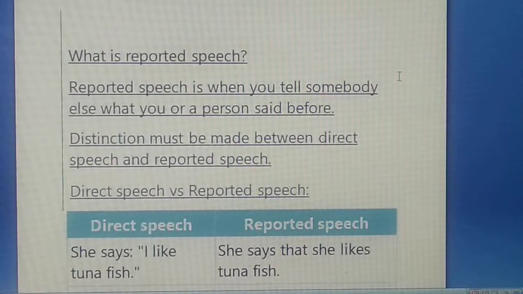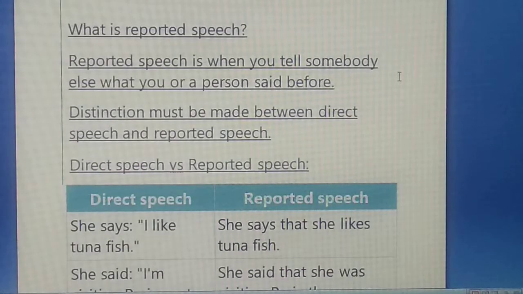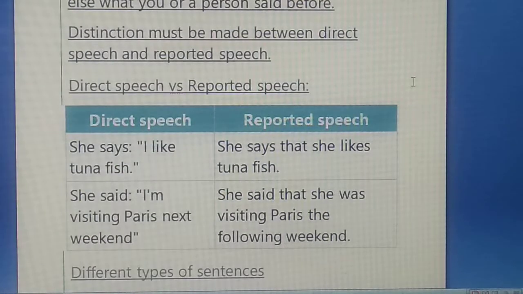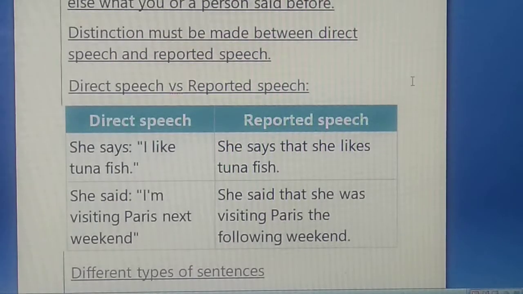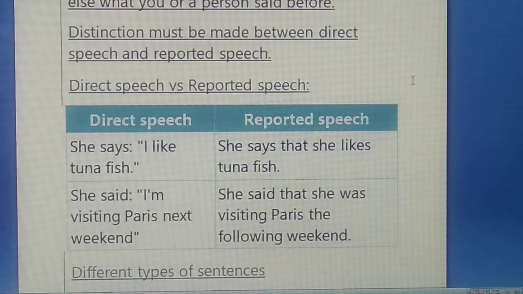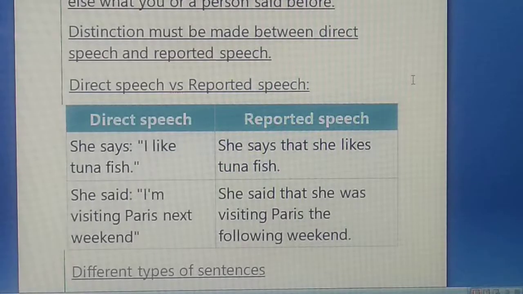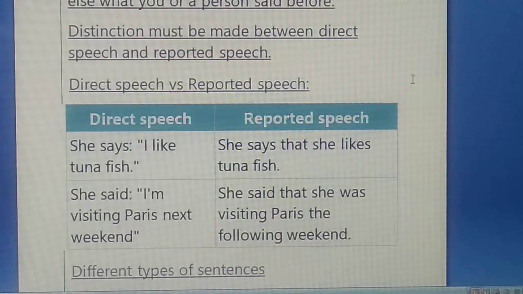Distinction must be made between direct speech and reported speech. Okay, so direct speech. Look at that. She says, I like tuna fish. Tuna fish is a type of fish. So reported speech or indirect speech, how do you write it? She says that she likes tuna fish. See, the tense remains the same because she always likes it.